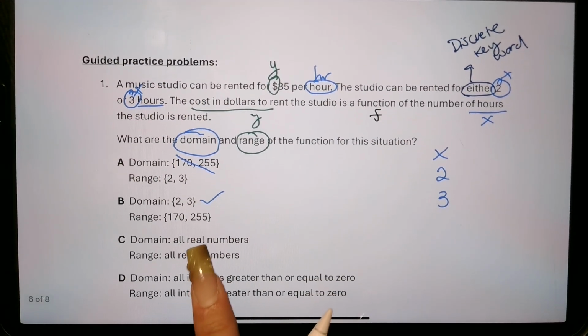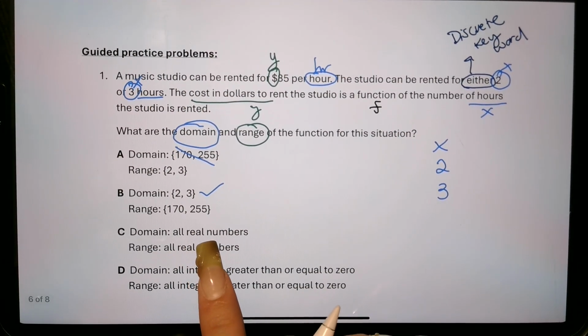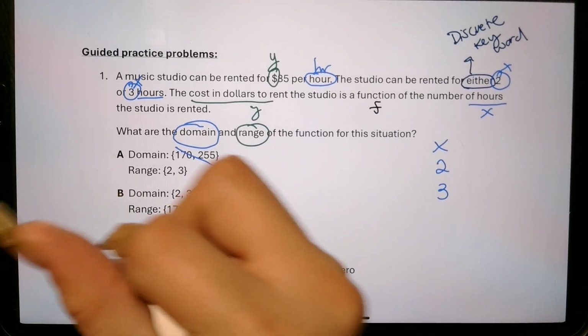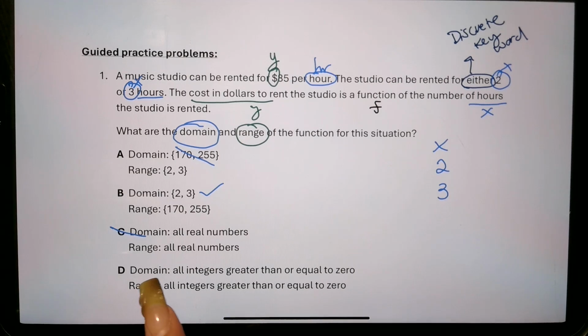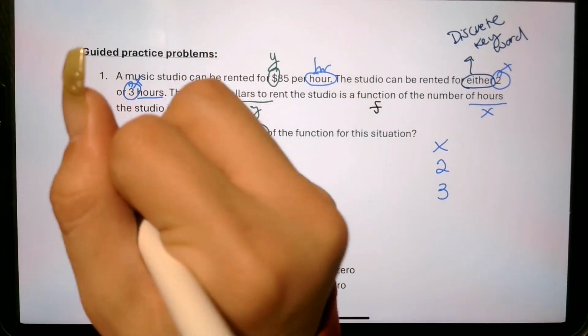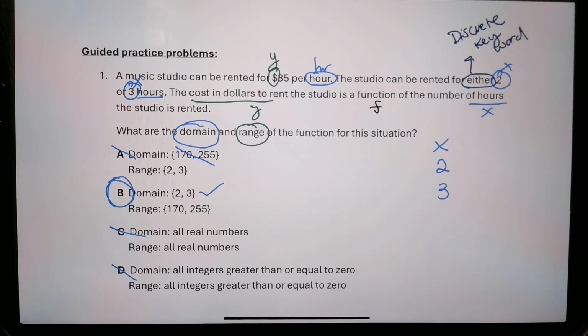The next one is not the domain, so that is wrong. All real numbers has to be for continuous data. I know it's discrete, and I know my domain is just 2 and 3, so that's wrong. All integers greater than or equal to 0. This is a domain for continuous data. This is discrete data, and I know it's just 2 and 3, so that's wrong. So pretty much, I was able to just do process of elimination for this one.